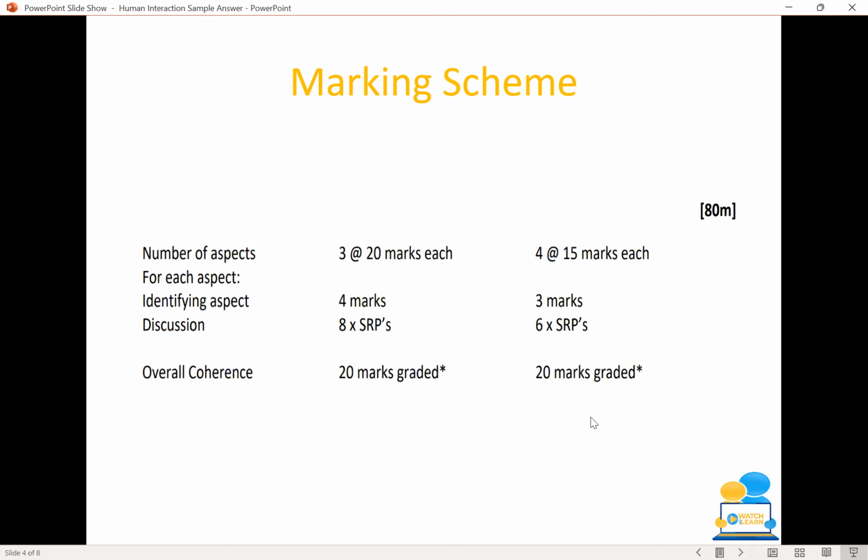Again, we need to look at the marking scheme. This is the way it's going to be marked: 3 aspects or 4 aspects. We've run through this already, okay? But for the purpose of today's question, we're going to be looking at it in terms of 4 aspects.